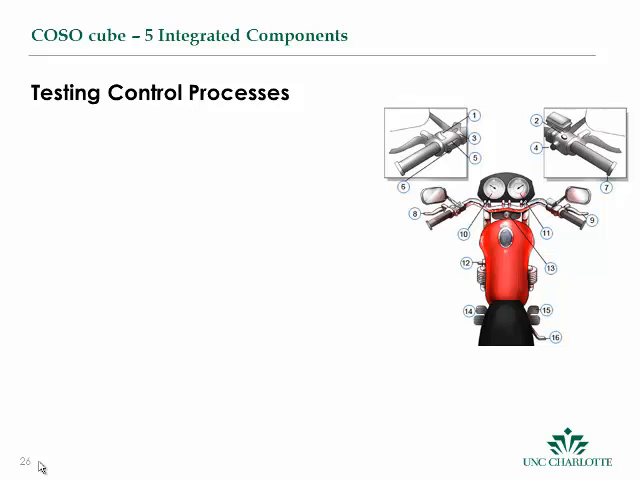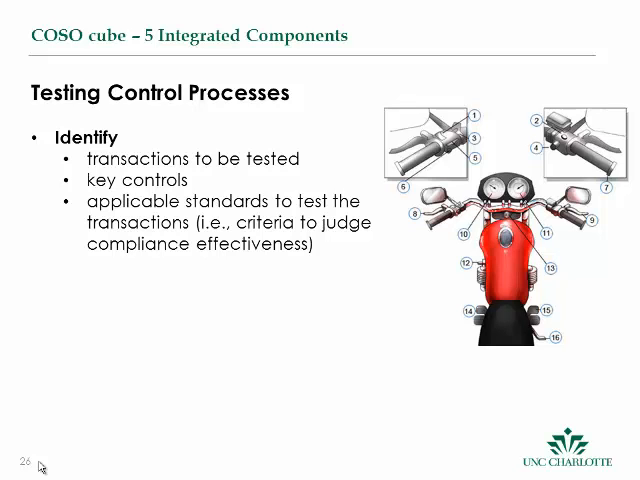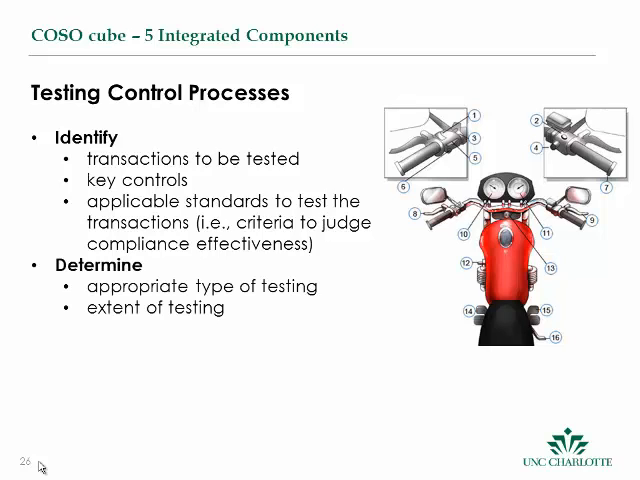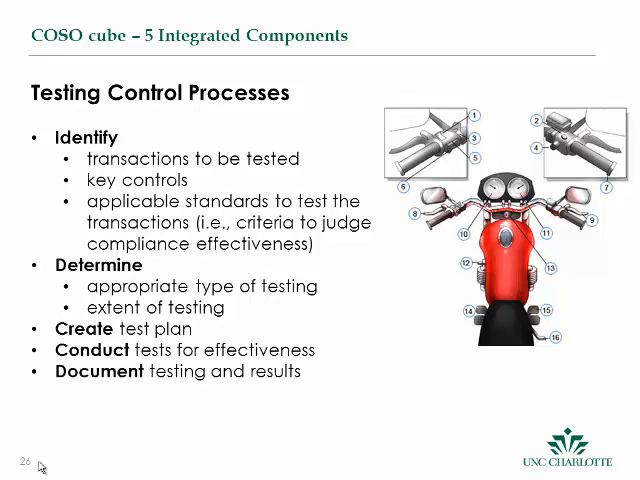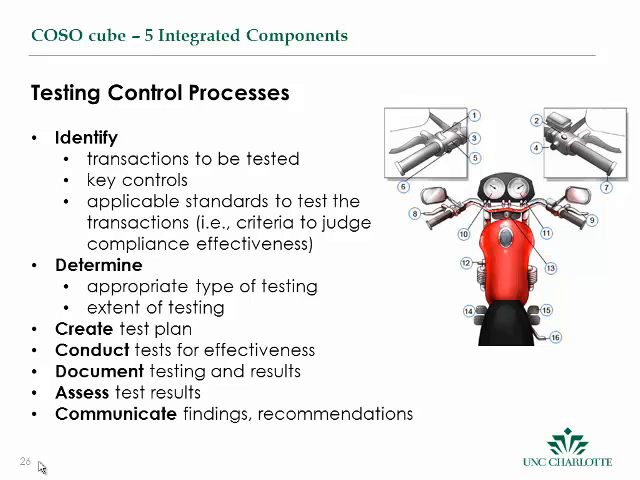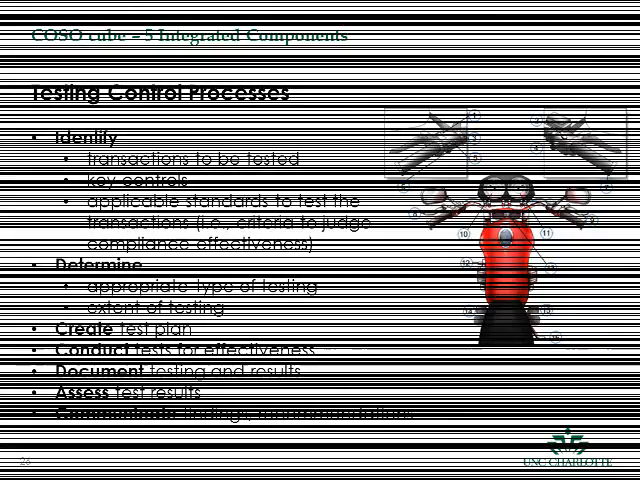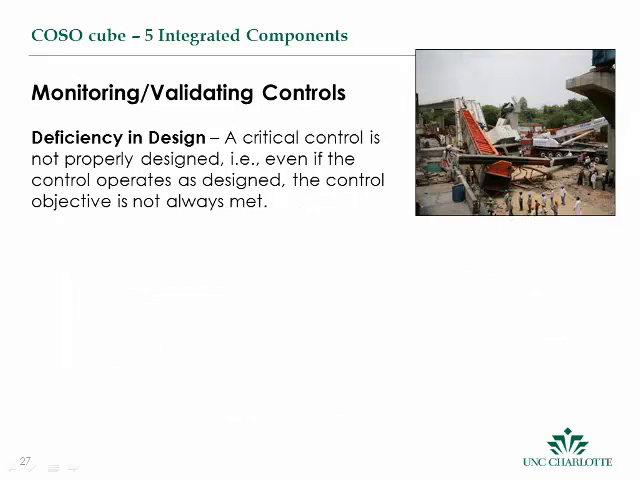To test control processes, we should first identify the key controls, transactions to be tested, and applicable standards against which to test the transactions. We would then determine the appropriate type of testing, for instance, ongoing or separate evaluations, and the extent of testing, for instance, determining how often to test or the sample size needed. From there, we would create a test plan, conduct tests for effectiveness, document testing and results, assess those results, and communicate findings and recommendations to the appropriate people. When monitoring activities have been completed, the results must be then analyzed and reported.